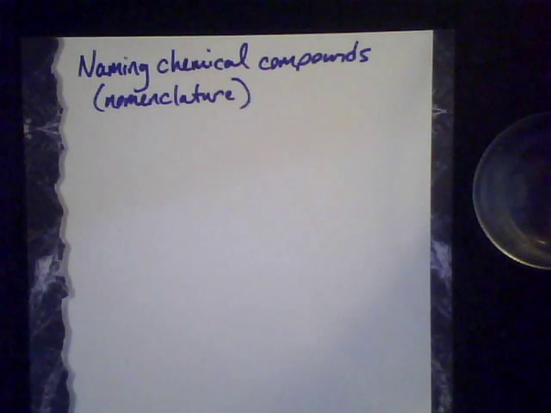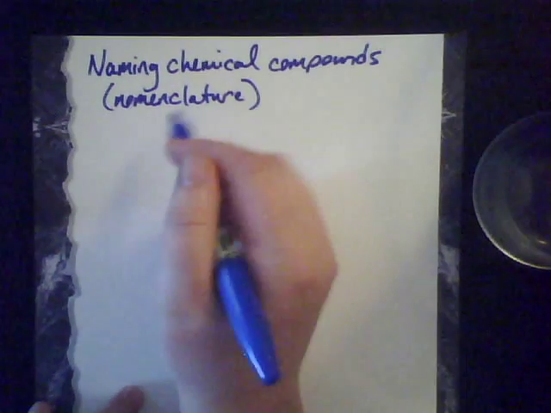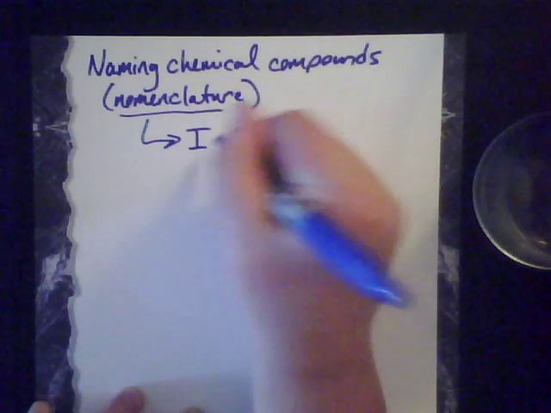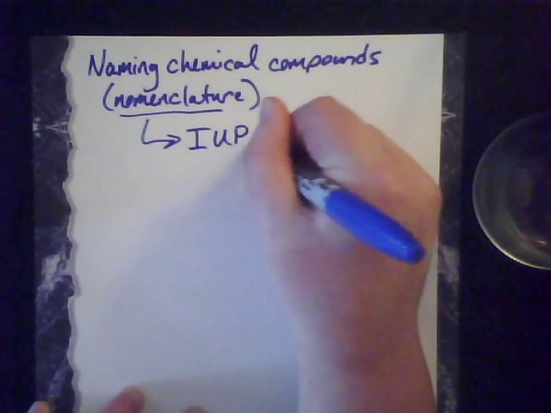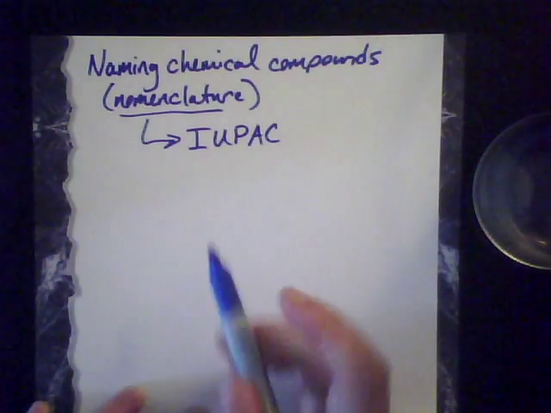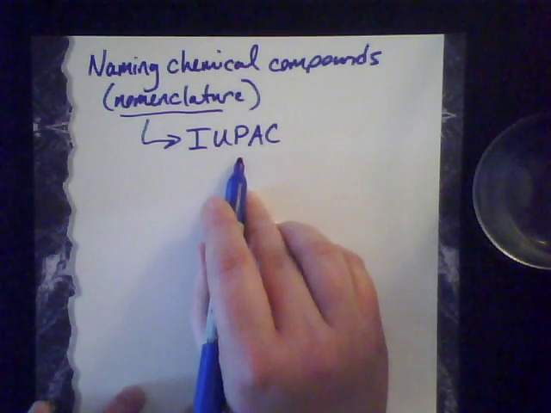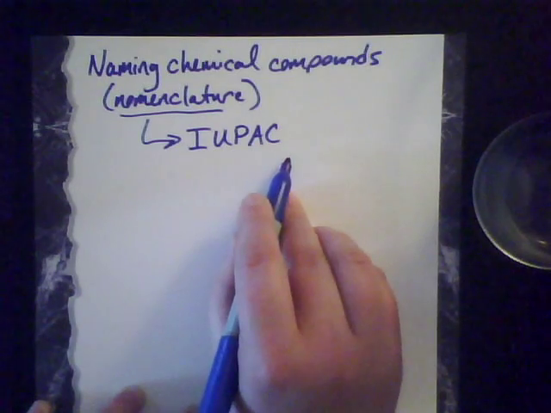Okay, today we're going to talk a little bit about naming chemical compounds, and this is from a really basic level. In chemistry, the field of naming chemical compounds is called nomenclature, so nomen referring to the naming kind of things. So nomenclature is all decided by an overarching body that's called IUPAC, which stands for the International Union of Pure and Applied Chemistry, IUPAC.